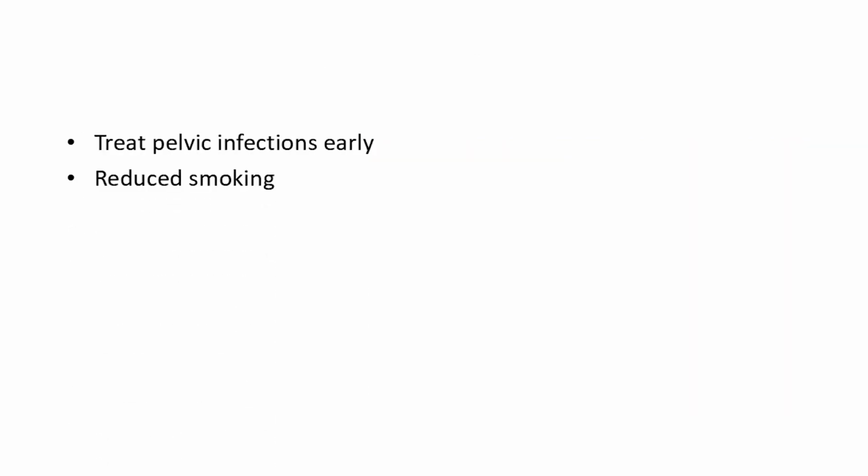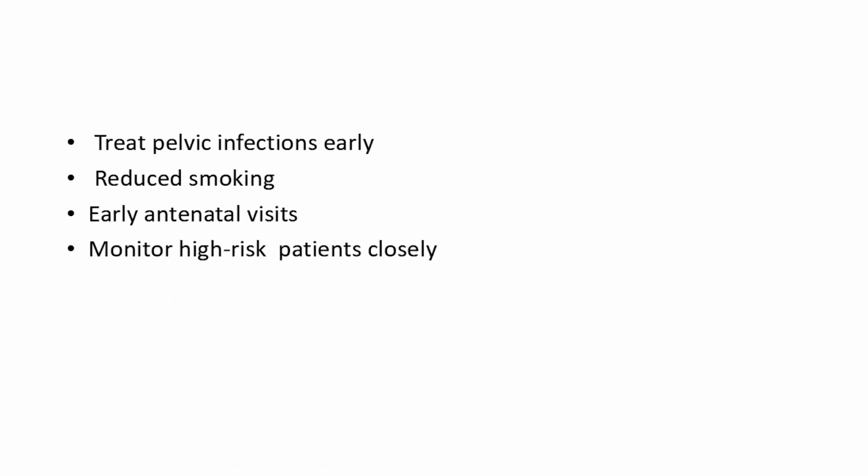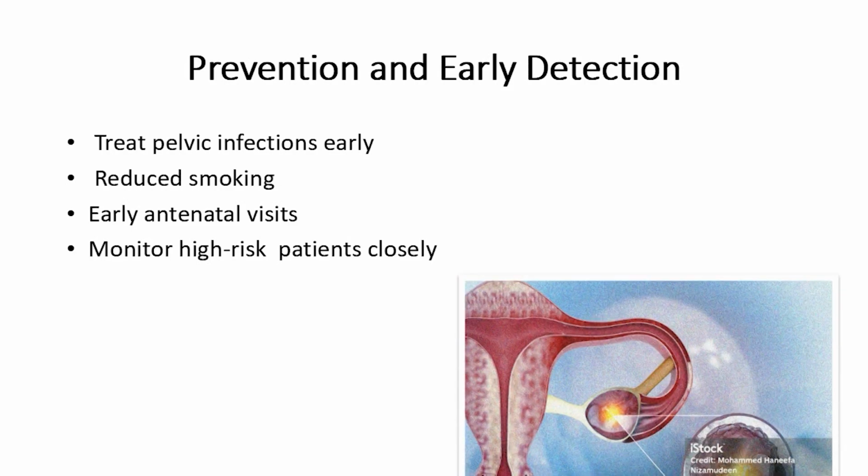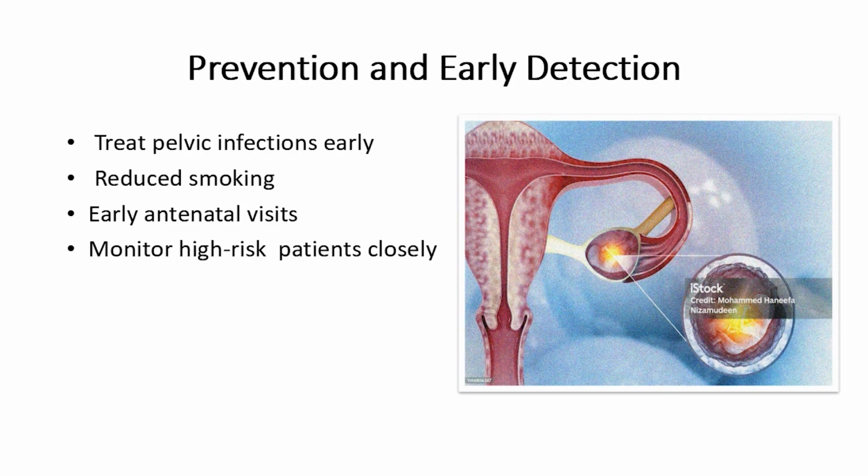Prevention and early detection. Prevention and early detection are key strategies in reducing morbidity. Early treatment of pelvic infections, smoking cessation, and early antenatal booking are essential preventive measures. High-risk women should be closely monitored in early pregnancy. Nurses have a vital role in health education, risk assessment, and early referral.